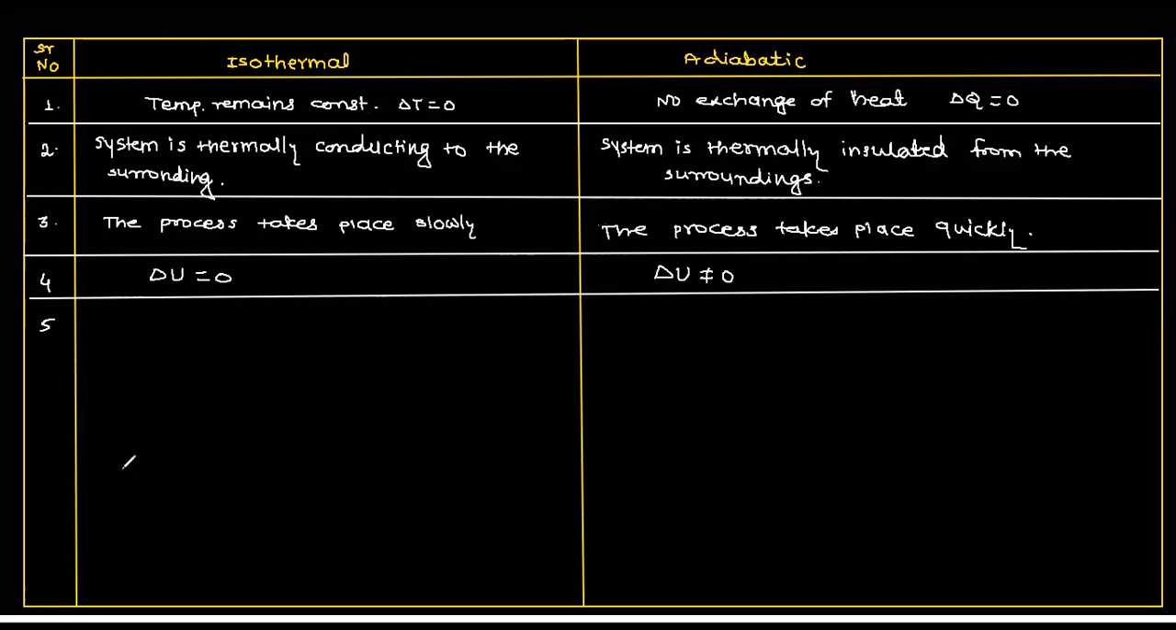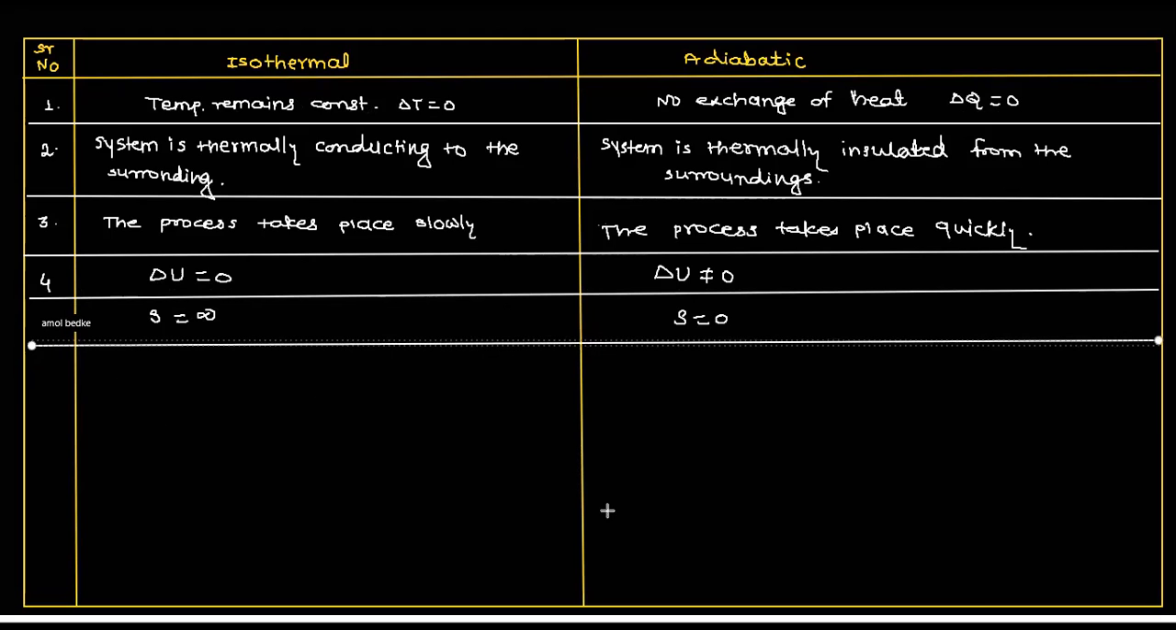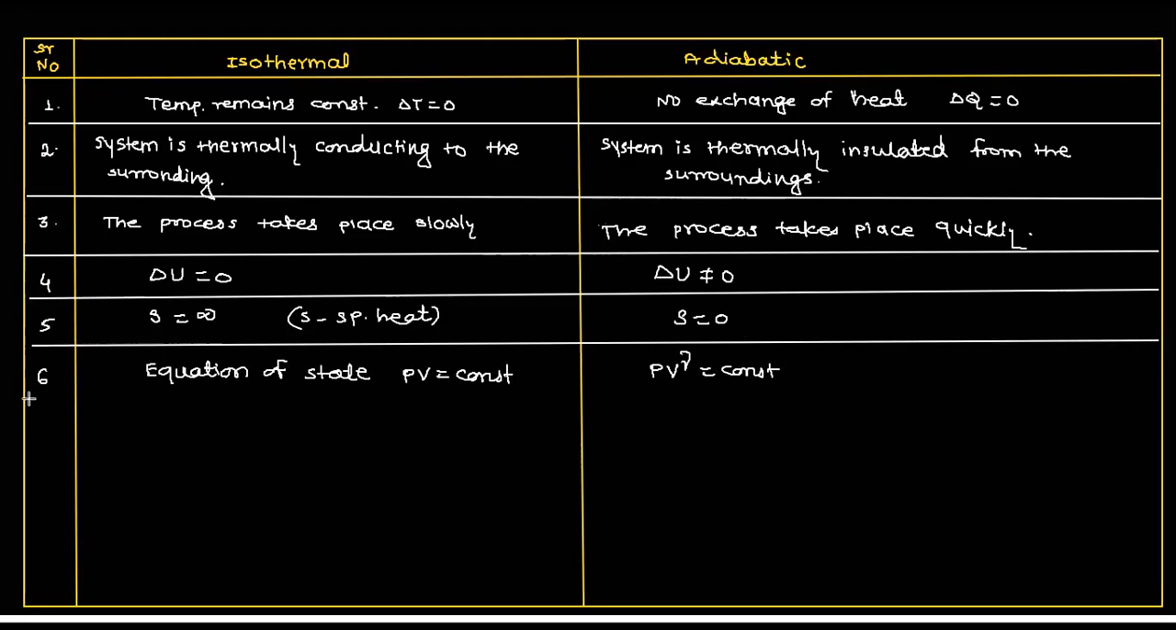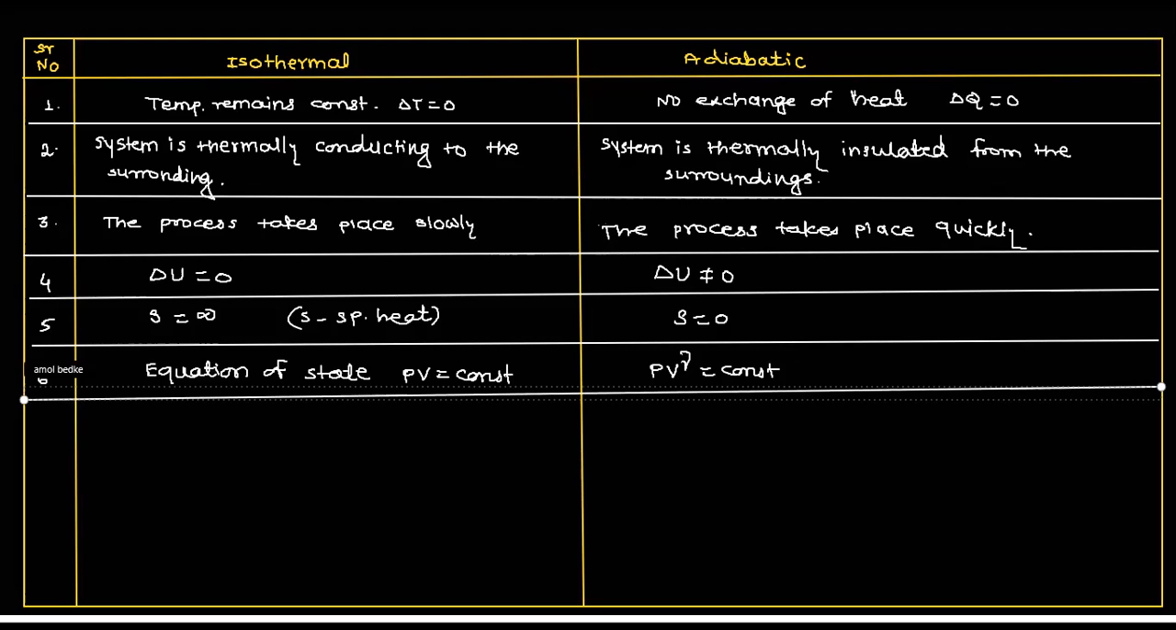Next one, fifth point. Specific heat capacity is infinity. Here specific heat capacity is equal to 0. Yes or not? Specific heat capacity is what? Infinity. Keep it in mind. Specific heat is infinity. Specific heat is 0. Next one, equation of state. Equation of state, in this process you are getting PV is equal to constant. And here what is the equation of state? PV power gamma is equal to constant, right?